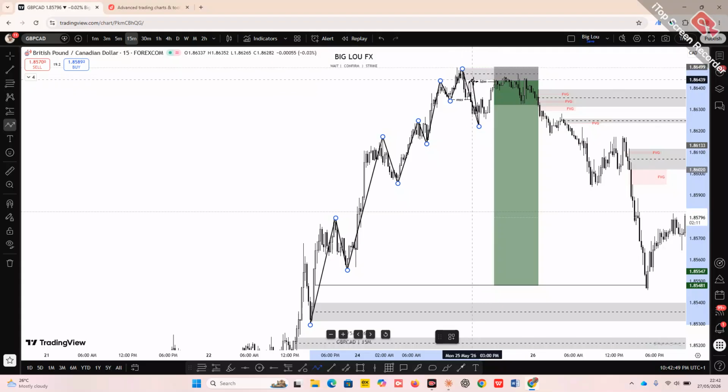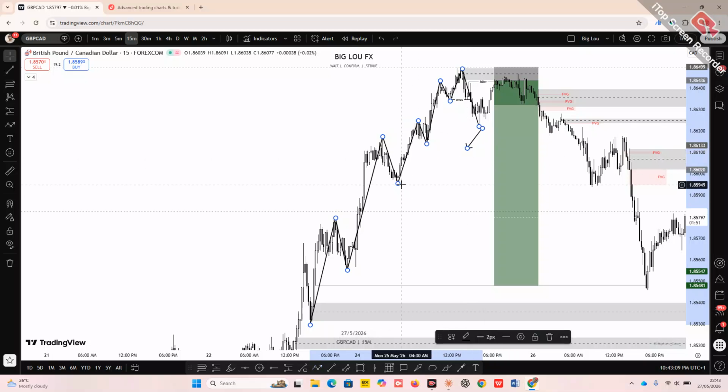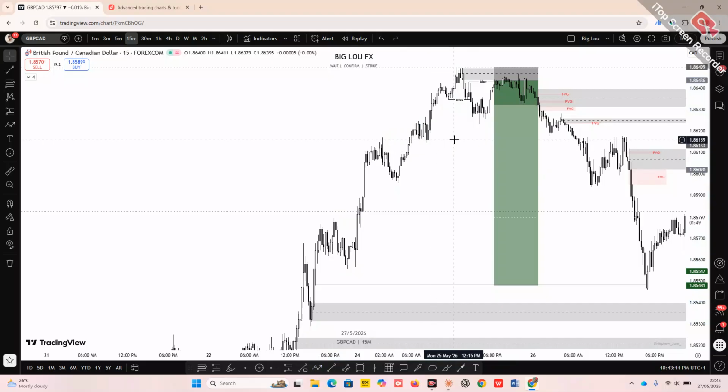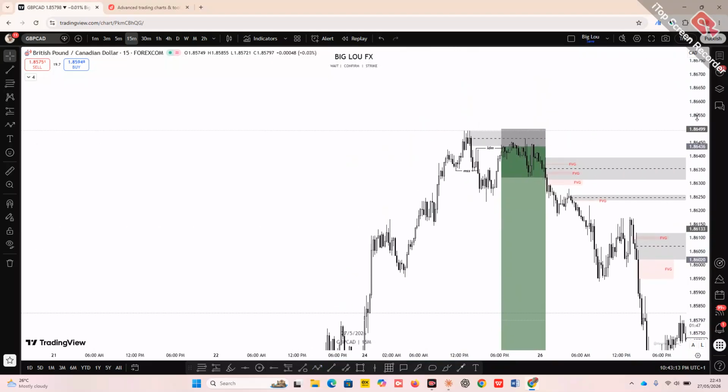On the 15 minutes, you now get a rejection like this that took out the last structural low, or the last structural high if it was a bearish trend. Now after this, you know that okay, you have something going on for you here. Let me take this out. You have something going on for you here.